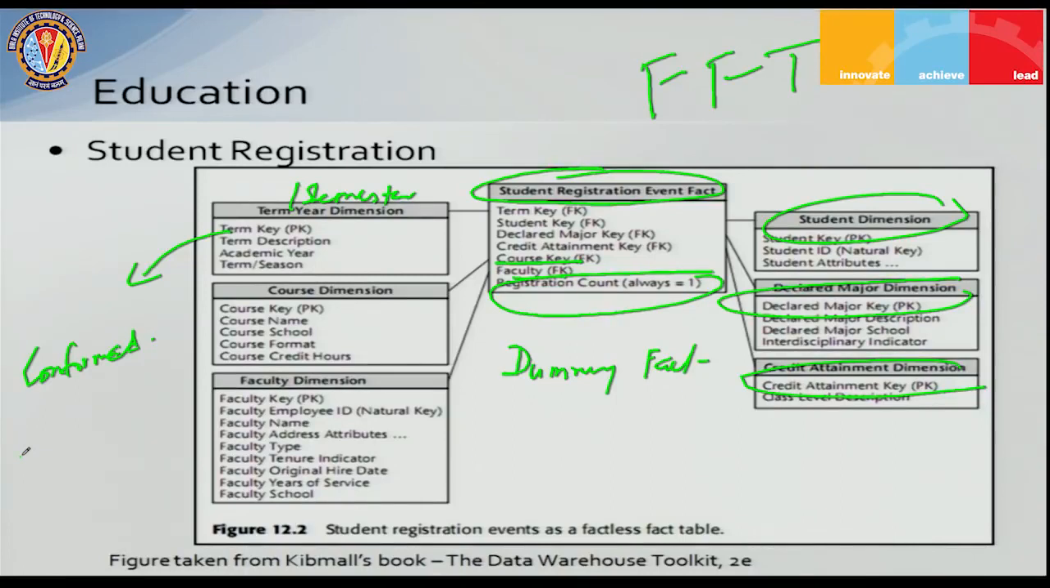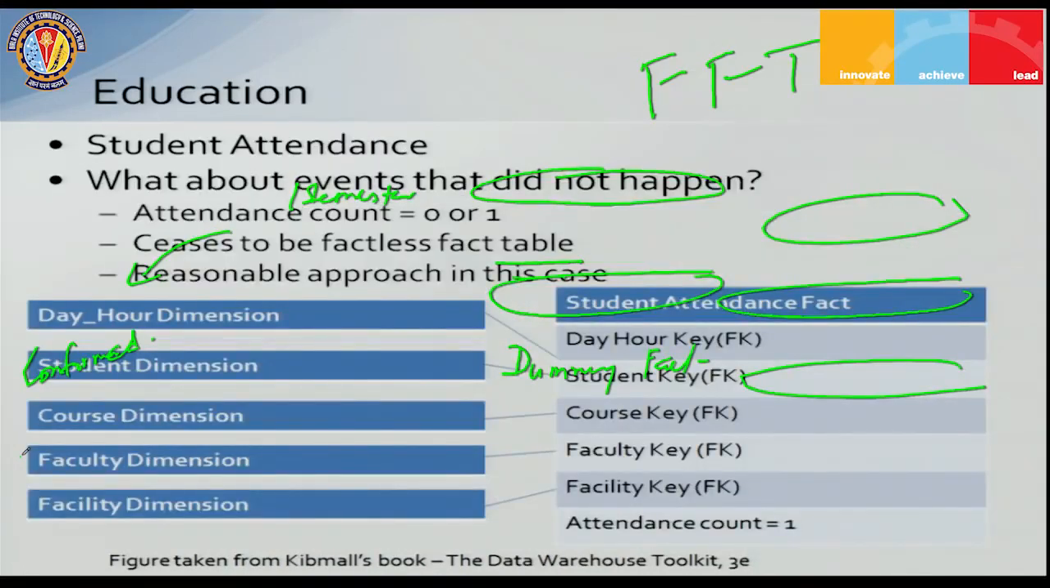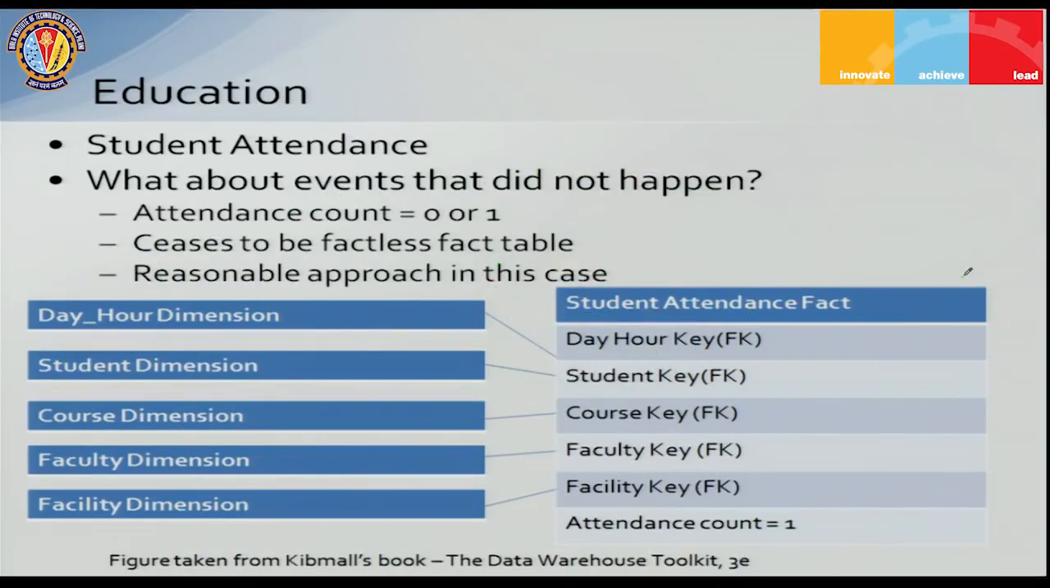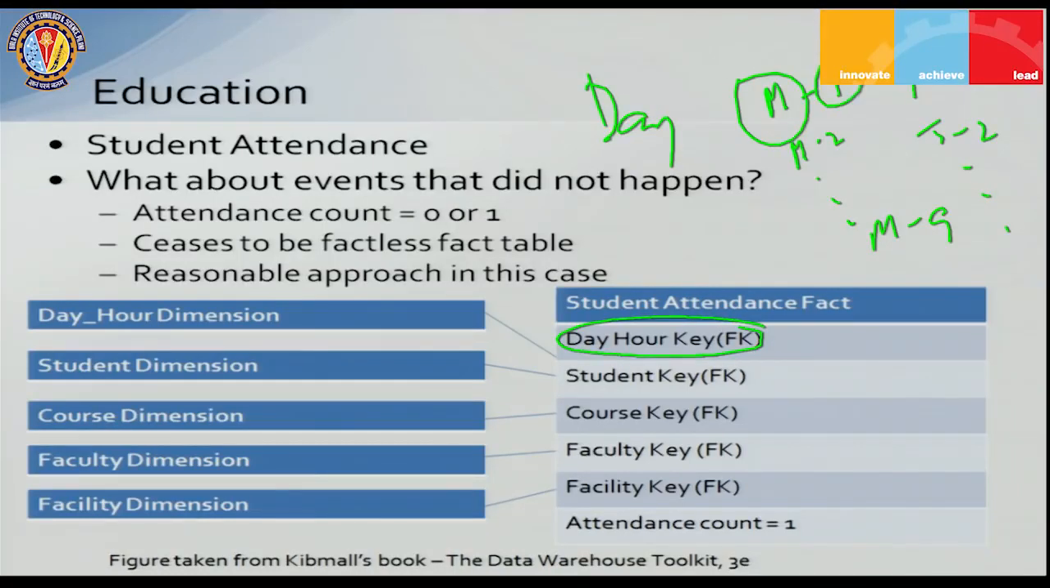Similarly, we also have the student attendance. So both these things will come later also when we discuss the case study on academics, academic data warehouse. So what about events that did not happen? Say now I'm talking about student attendance. So you can see here, there is a day hour key. Like in bits we have day, say Monday 1, Monday 2 up to Monday 9. Then you have Tuesday 1, Tuesday 2. So Monday is the day, and this 1 is the hour.